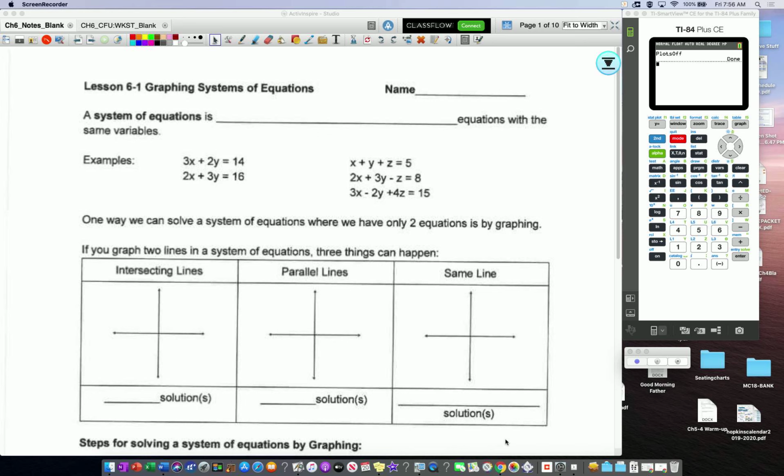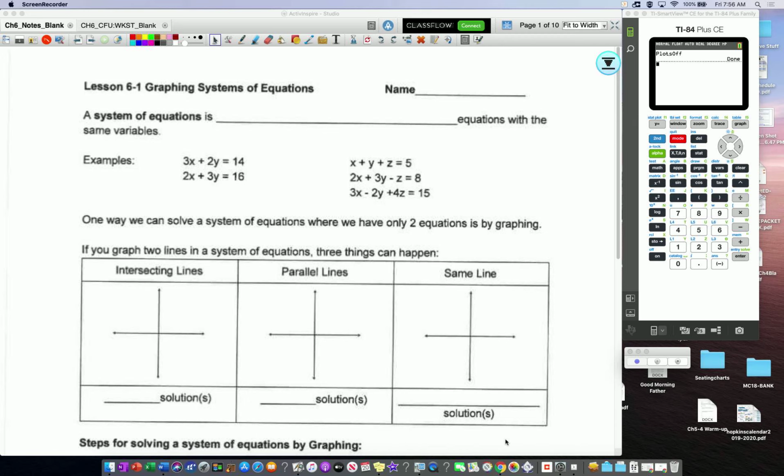So today's lesson, we're starting up chapter 6, which is all going to be about how we go about solving systems of equations. So we're going to show you various methods of solving them, and hopefully you'll get a good understanding of this as we go through. So our first lesson here, 6-1, graphing systems of equations.